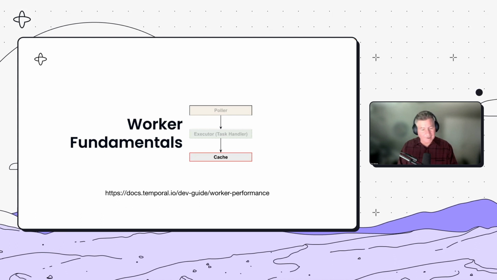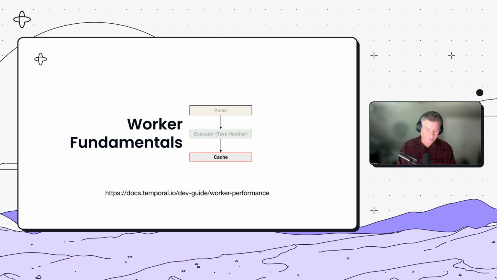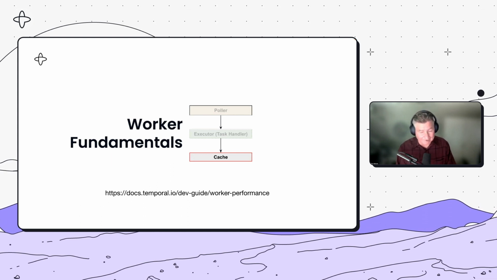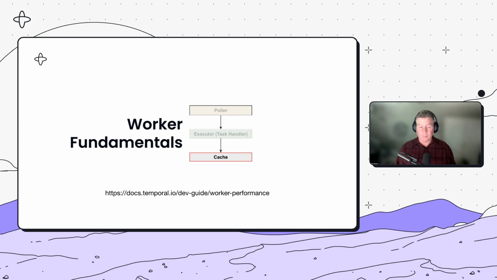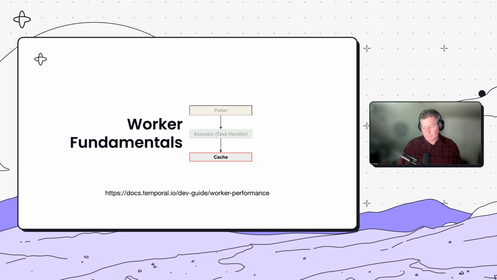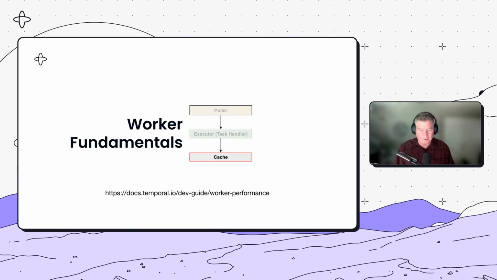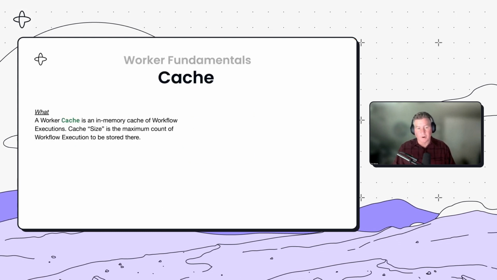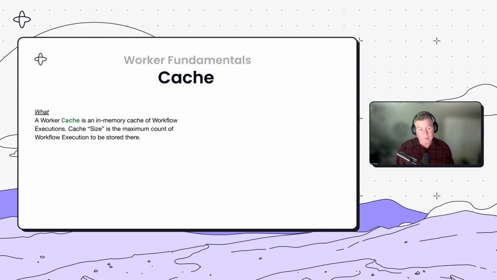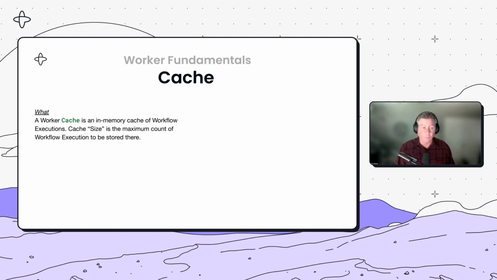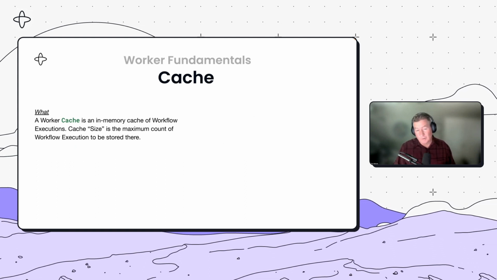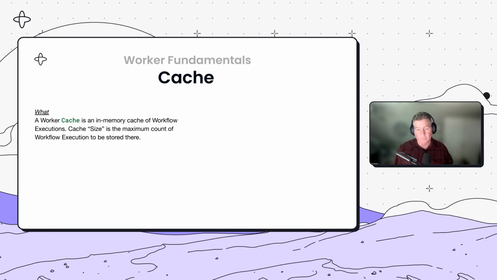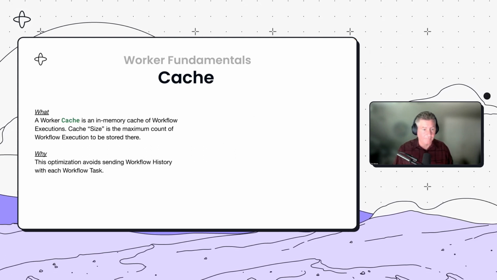I'm not going to get too deeply into how a sticky queue works with Temporal Cloud, but I'd like to get into that another time. For our purposes today, let's just trust that a workflow execution is getting stored locally in order to improve our performance. So that's all it is. It's an in-memory cache of workflow executions. So whenever the configuration says size, it's the maximum count of the workflow executions that will be stored there.